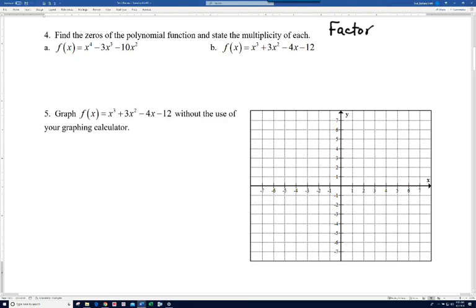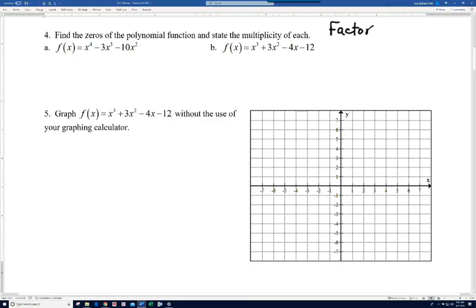So in both of these problems, the skills we already have for factoring are all we need to find the zeros. We're not going to have to do any synthetic division. All right, so let's go ahead and look at the first one here. Notice f of x equals x to the fourth minus 3x cubed plus 10x squared.